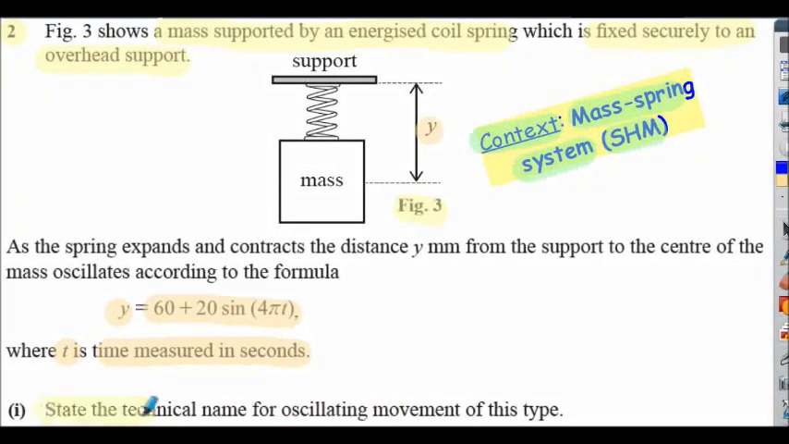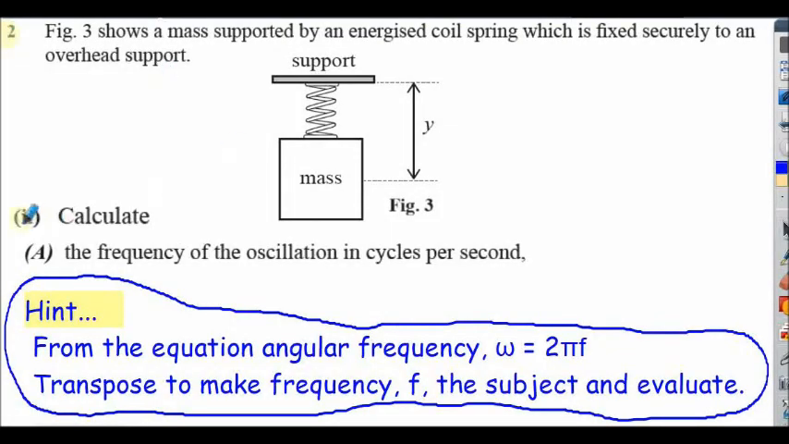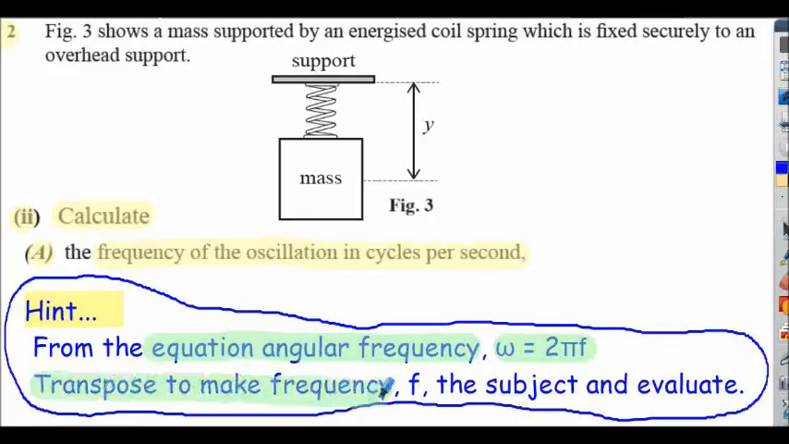So initially we have to state the technical name for the oscillator movement of this type of system. Question 2, part 1, and of course the type of movement is simple harmonic motion, SHM. And question 2, part 2, we've got to calculate, subpart A here, the frequency of oscillation in cycles per second. So our hint here is from the equation for angular frequency, omega is equal to 2 pi f. We need to transpose to make frequency the subject and evaluate.